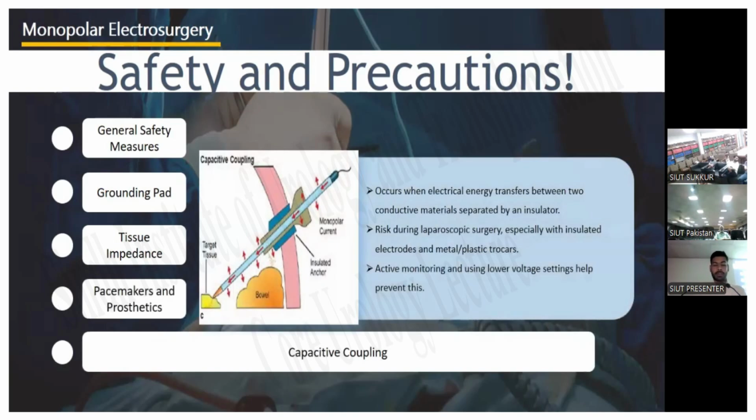Then there is the concept of capacitive coupling, in which electric energy transfers between two conductive materials. It is most common in laparoscopic surgeries, because we use devices, trocars, etc. The risk is especially when insulated electrodes and metal-plastic trocars are used, since the current can pass through the insulated material as well and cause damage to internal organs. So active monitoring and using lower voltage settings is crucial, especially when using monopolar electrosurgery in laparoscopic surgeries.